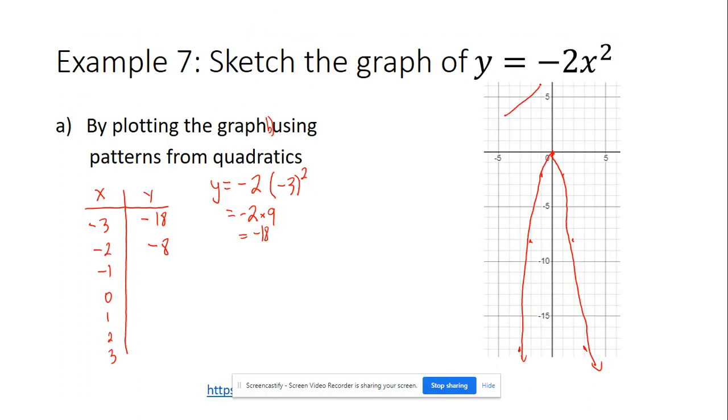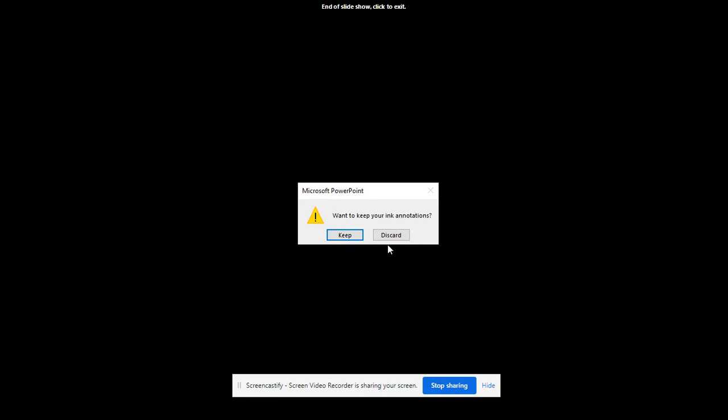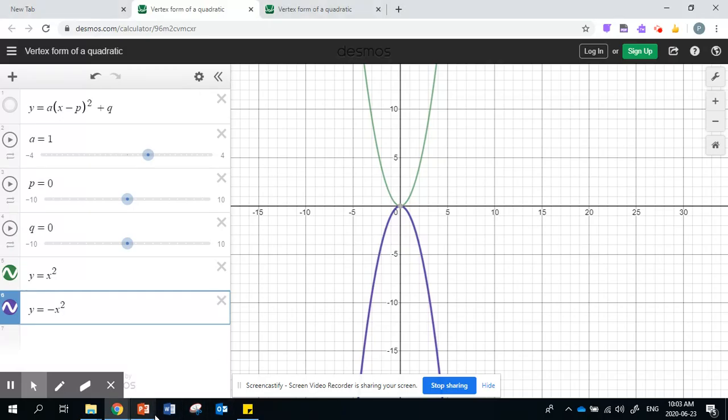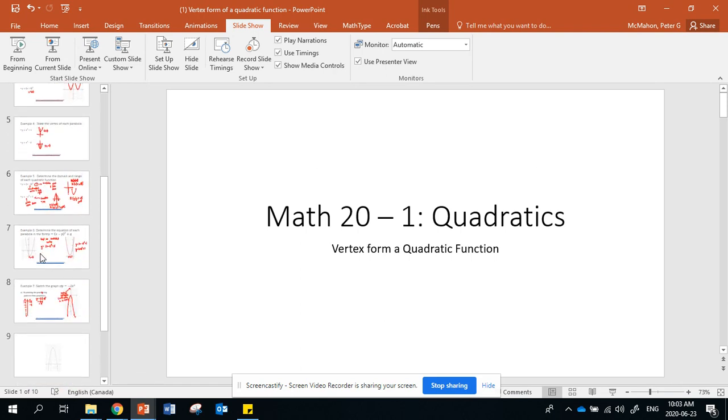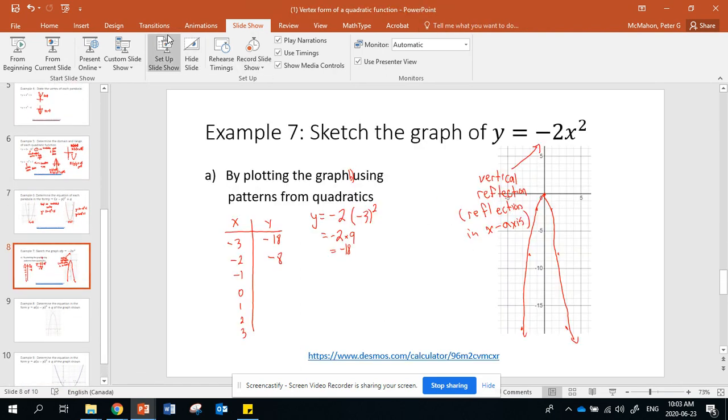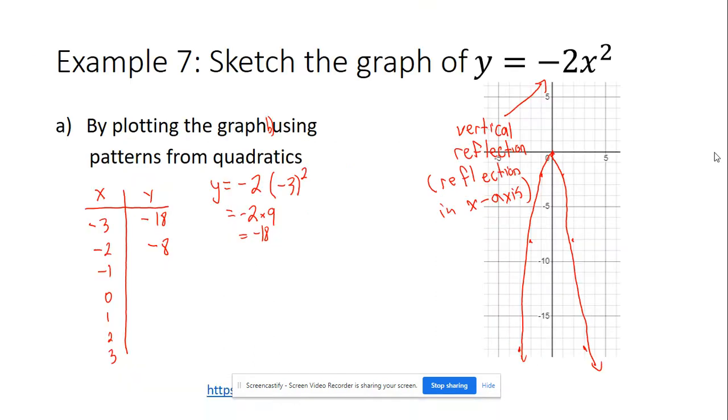When I'm saying what's this negative do, this negative gives a vertical reflection, we call this. Sometimes we'll say this is a reflection in the x-axis, okay? So frustrating, guys, I'm sorry. All right, so that's what the negative does, okay?